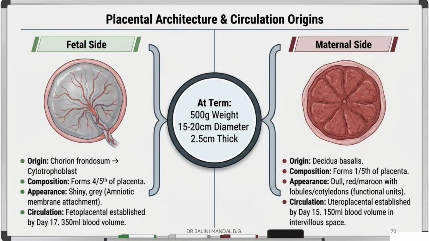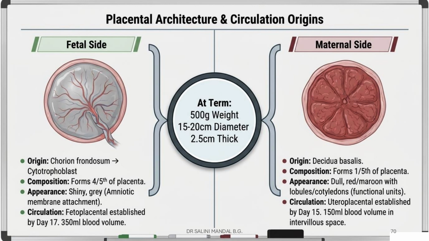Okay. The origin of the fetal side is basically chorion frondosum and cytotrophoblast, whereas the maternal one is decidua basalis. We had already mentioned it, right? And now what you need to remember is which one is more, whether the maternal side is more or the fetal side is more. Always remember the composition of the placenta. The fetal side forms 4/5 of the placenta, whereas the maternal side is 1/5 of it.